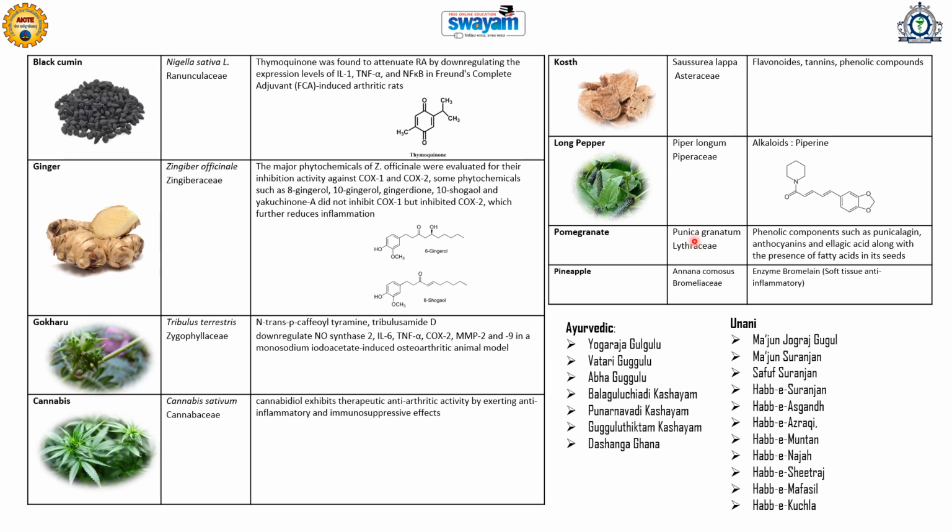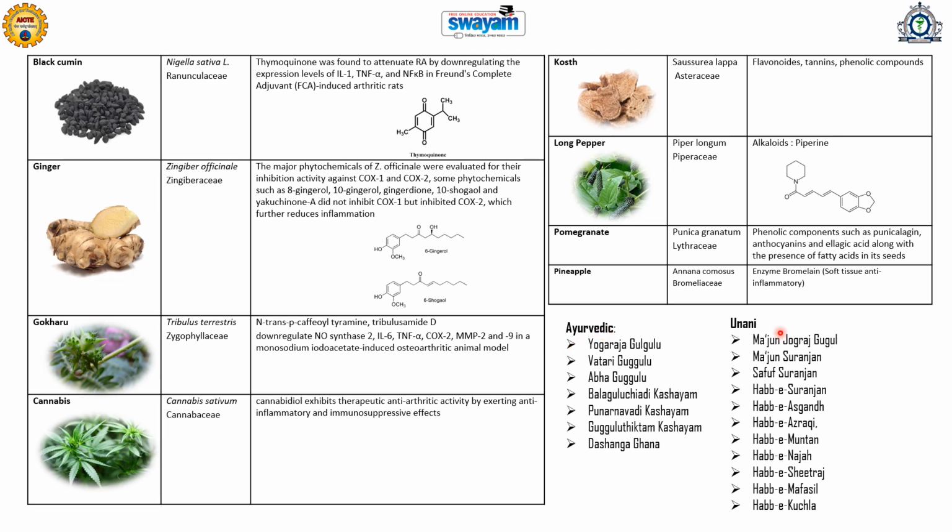Then pomegranate, which is a popular fruit, Punica granatum, family Lythraceae, contains various phenolic compounds, and those are also found to be involved as anti-inflammatory, anti-arthritic. And next is pineapple, Ananas comosus, family Bromeliaceae, which contains the enzyme bromelain, which is a soft tissue anti-inflammatory, and thus microvascular injuries in arthritis are cured with the consumption of pineapple.